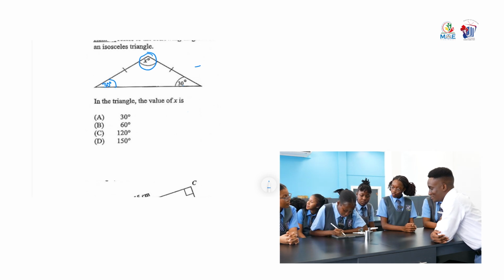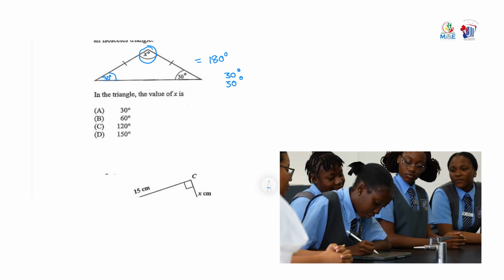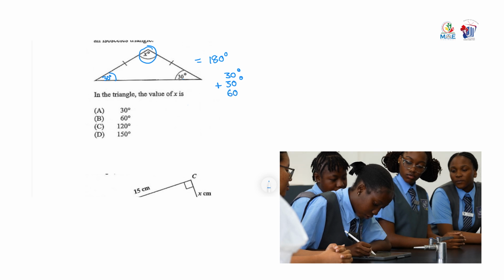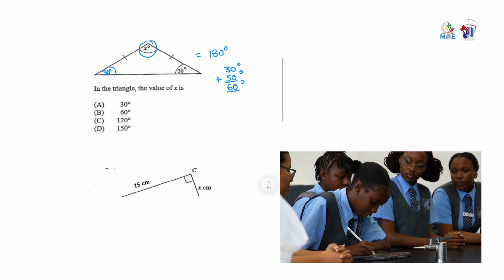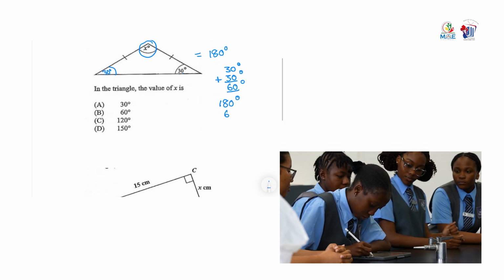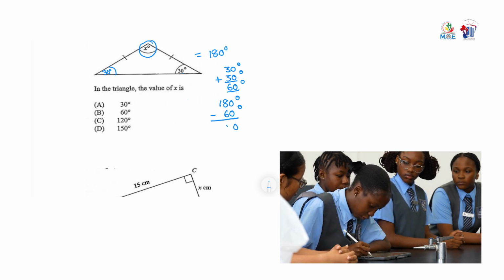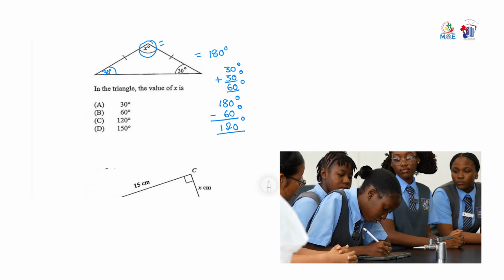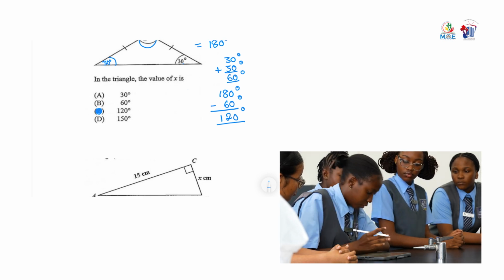We know that the angles in a triangle add up to 180 degrees. So we use our given angles, 30 degrees plus 30 degrees, and we get 60 degrees. Now we take this away from 180 degrees, which gives us 120 degrees, which is equal to x. So at the bottom here, we will take off C. Very good.